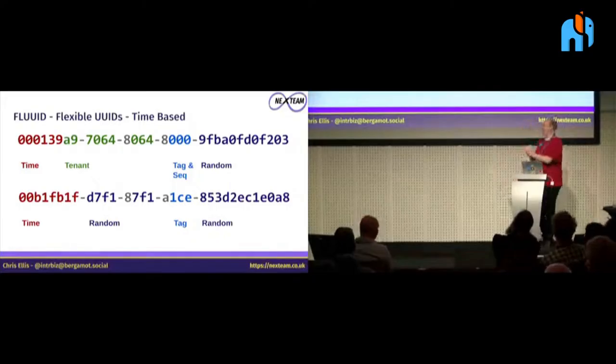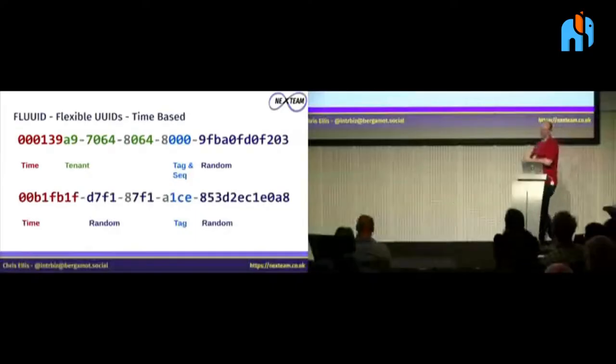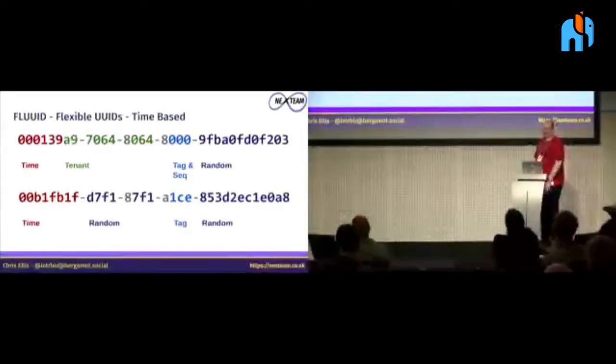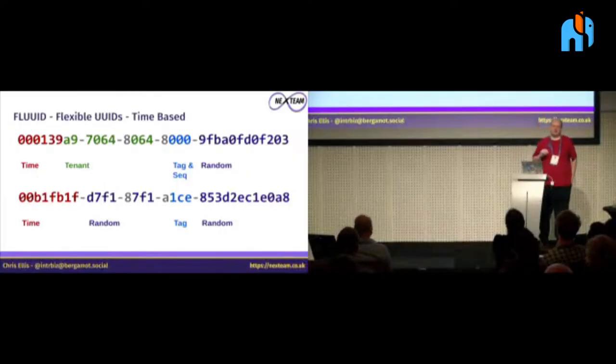So let's come up with my own scheme. I've decided to dub it fluid, flexible UUIDs. Part of the V7 spec is also introducing a new version 8, which is basically describing version 8 as custom, you can do what the hell you like. So I like those kind of rules.